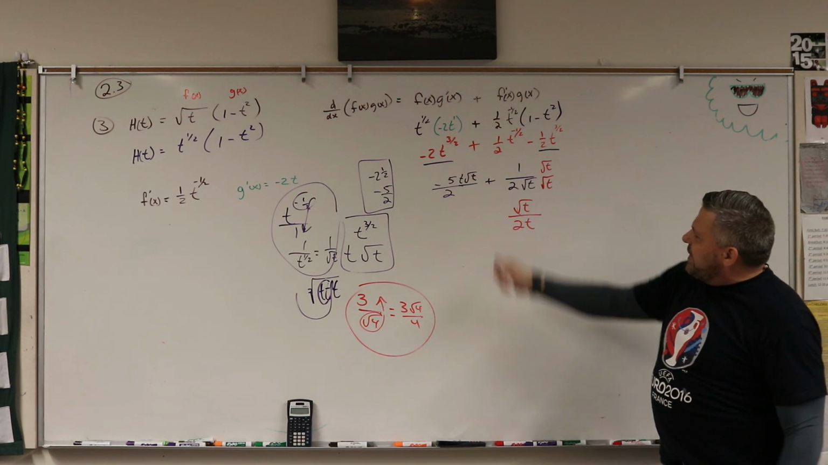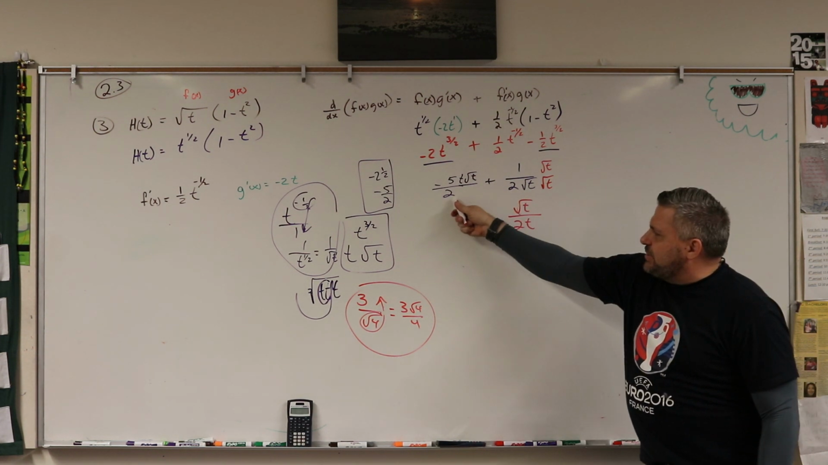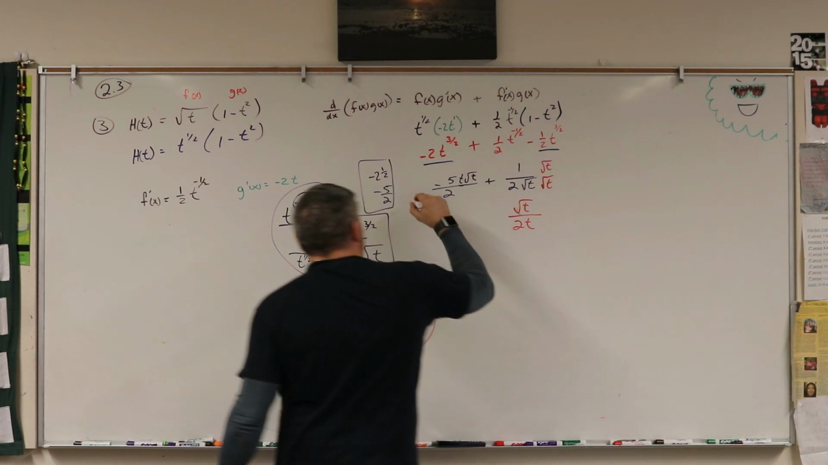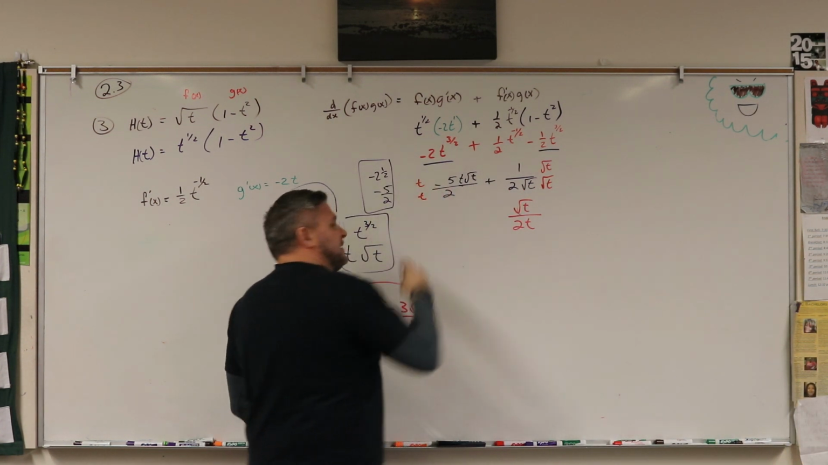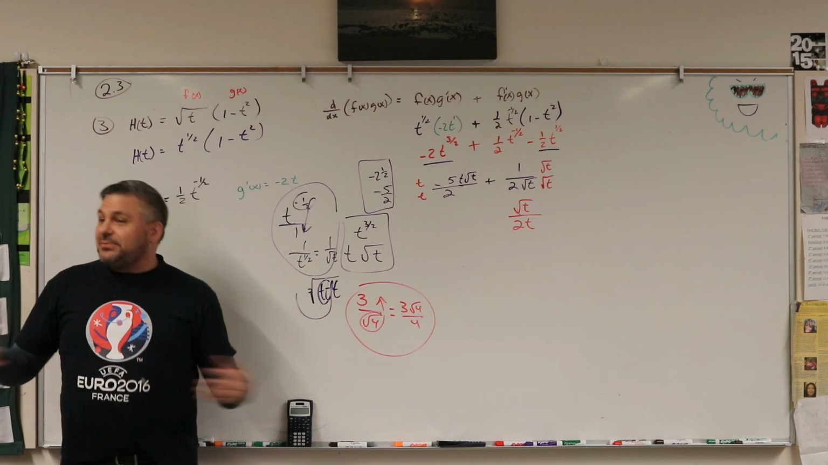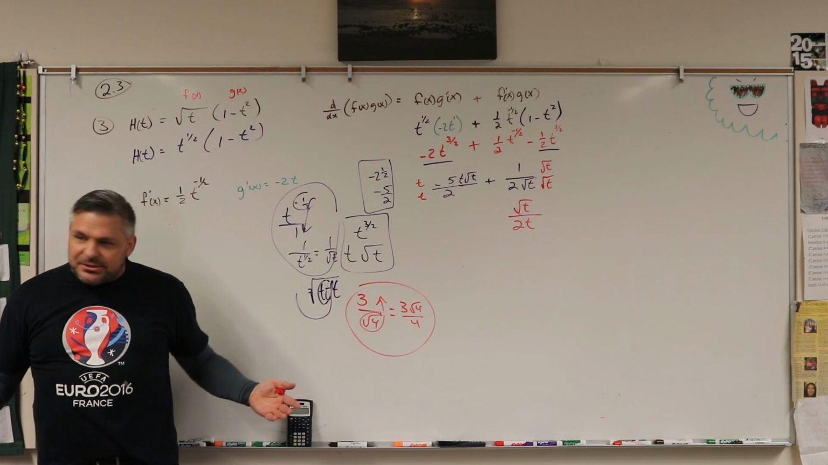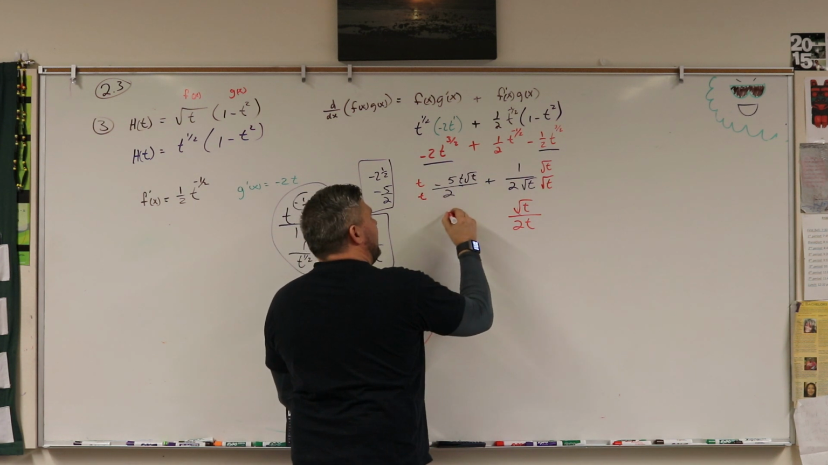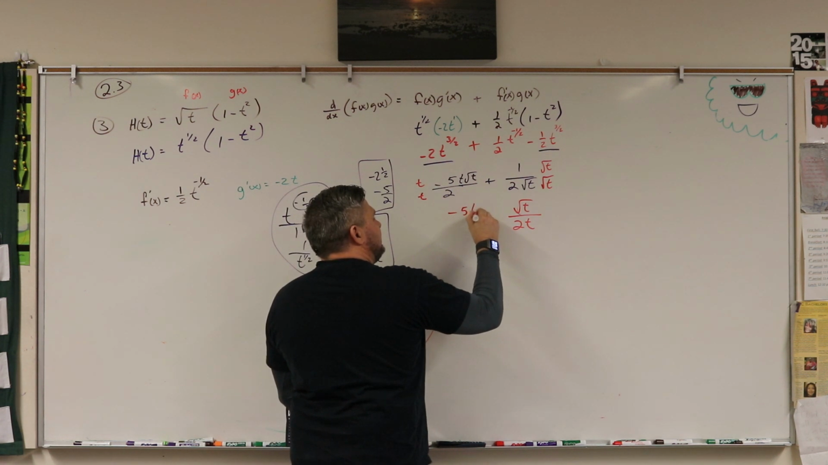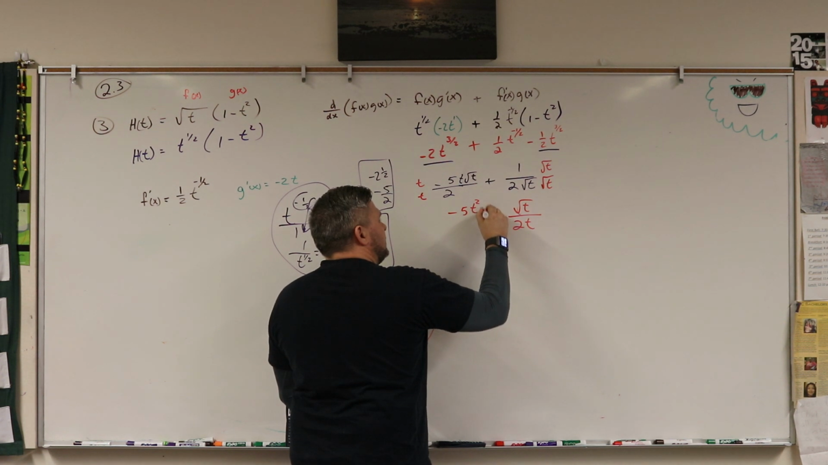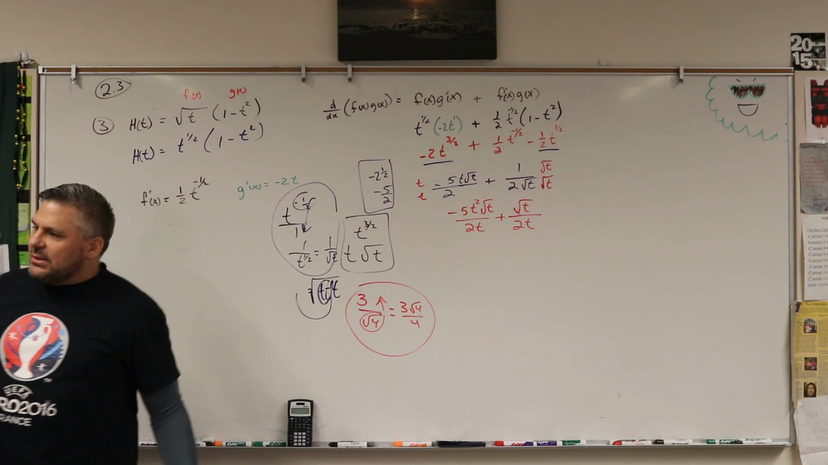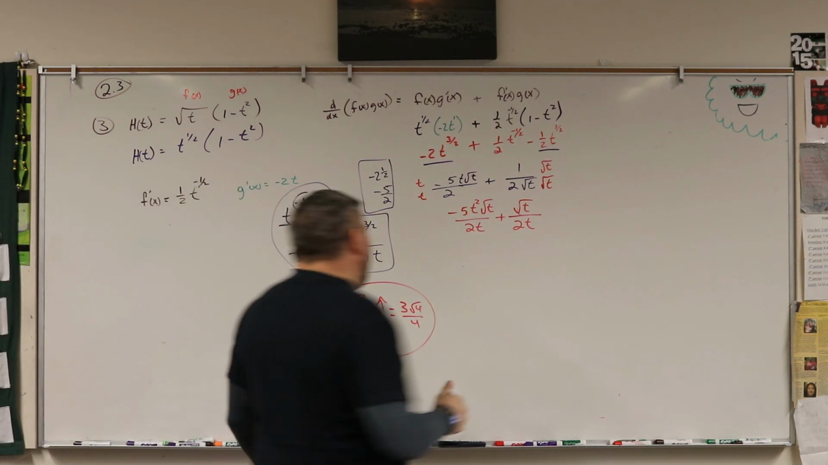But if I want to add these, then this 2 has to have a t in front of it. To have a t in front of it, I have to multiply it by a t. But to multiply it by a t legally, it has to be t over t, which is 1. It's just manipulation. So what happens now is you get negative 5t squared, square root t, over 2t. And then you're adding those 2 things. Do you see what happened there?